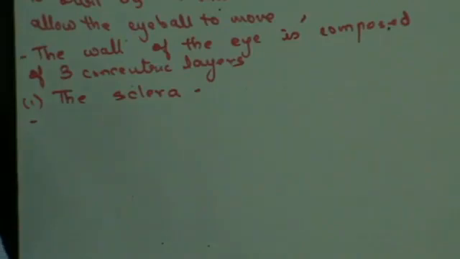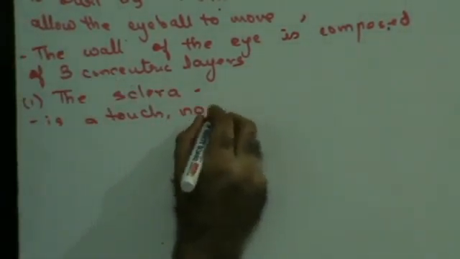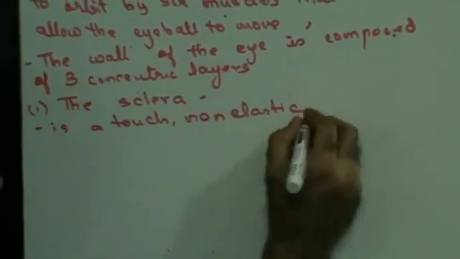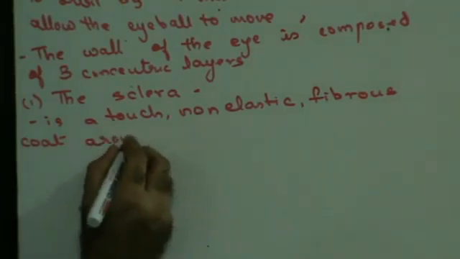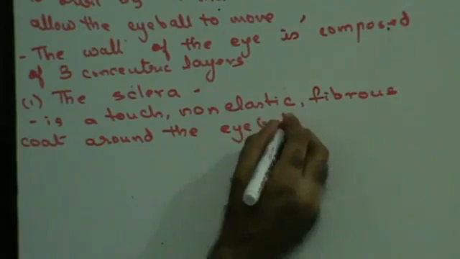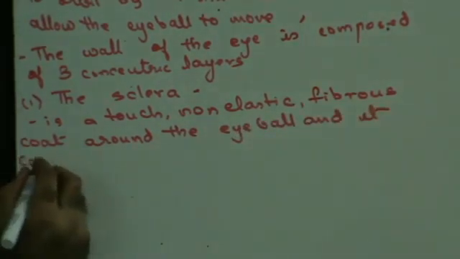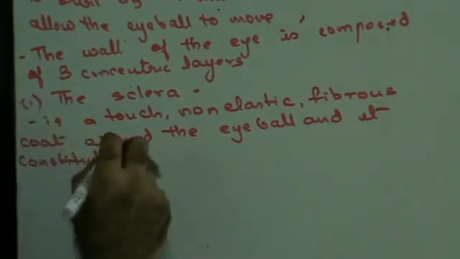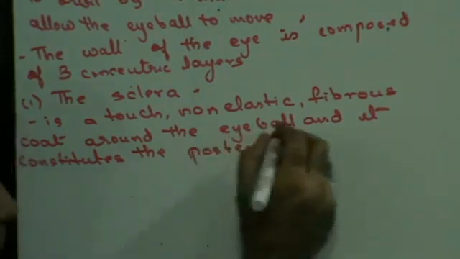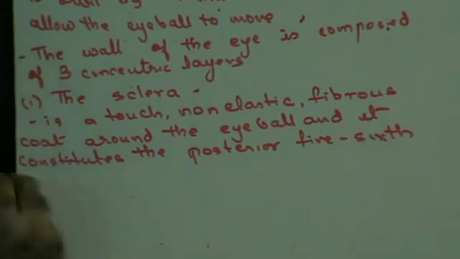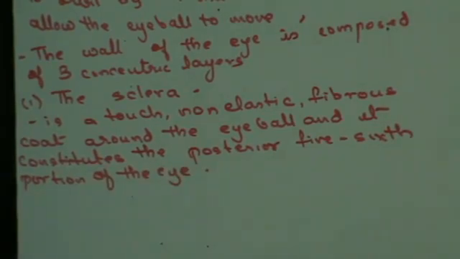The sclera is a tough non-elastic fibrous coat around the eyeball, and it constitutes the posterior 5/6 portion of the eye. So the outermost layer is called the sclera.